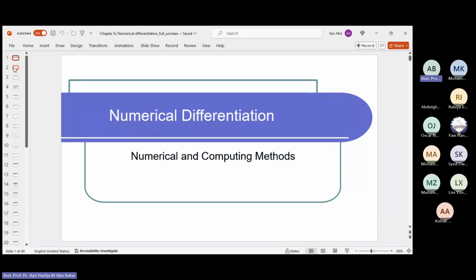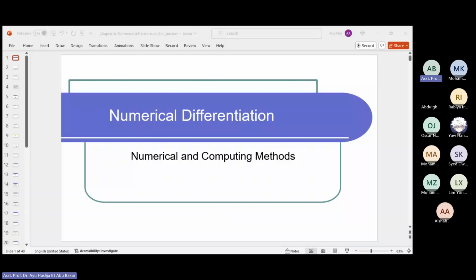Okay, can you hear me clearly and can you see the slide? Can you hear me? Miss, I can hear. Can you see the slide now? Yes, yes. Okay, good. Thank you, Yongjin and Abdulghani for responding.